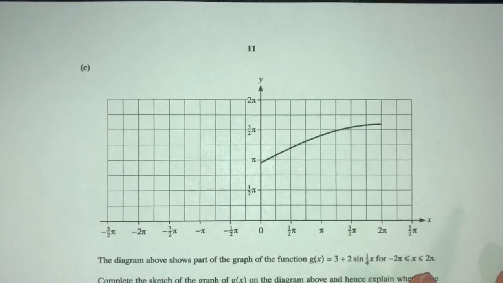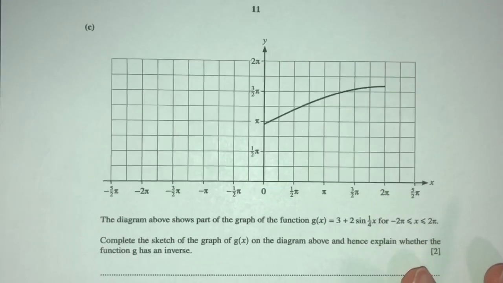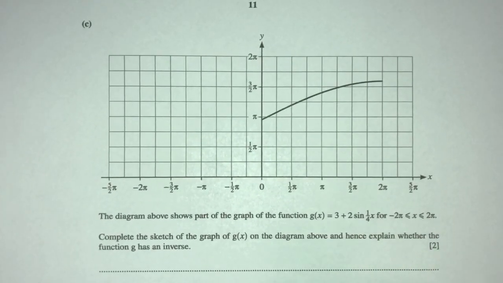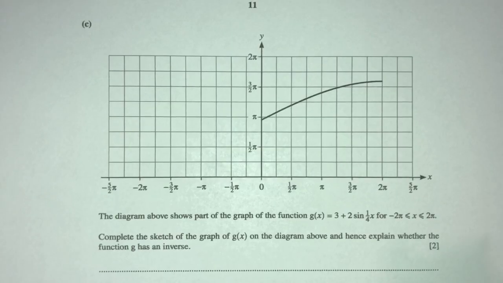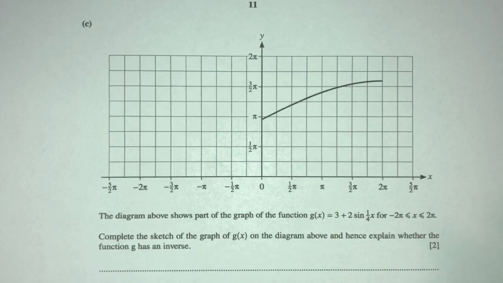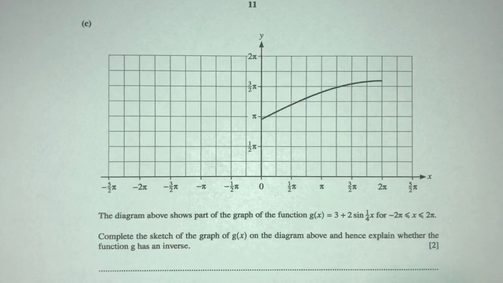Now let's move on to part C of your question. The diagram shows part of the graph g of x is equal to 3 plus 2 sine 1 over 4x. It's the same thing as previously, so we just call this now g of x. Now we have to complete the sketch, again it doesn't have to be exact, of the graph of g of x on the diagram above, and hence explain whether the function g has an inverse or not.